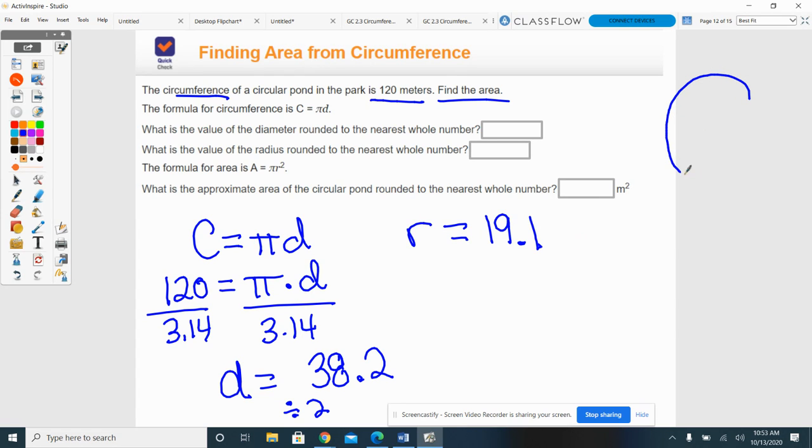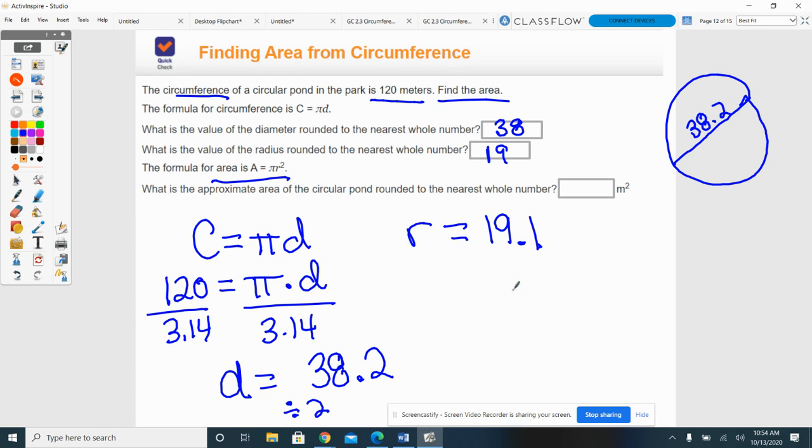So we had the circumference. We were able to find the diameter with a little division. We divided it by 2 to get the radius. They wanted us to round the diameter to a whole number. Okay, so they wanted this to be 38. Then they want this to be 19. I didn't read the directions.